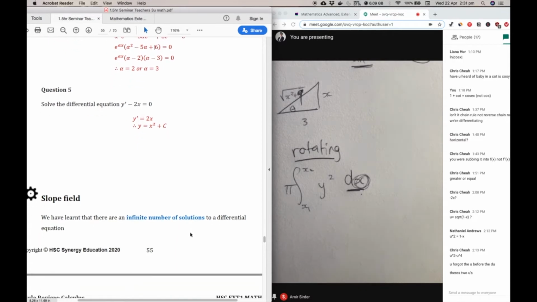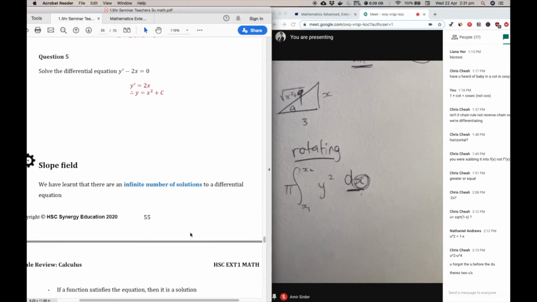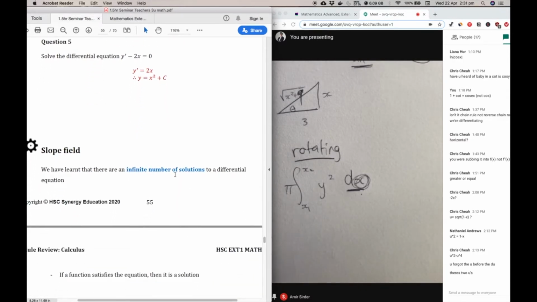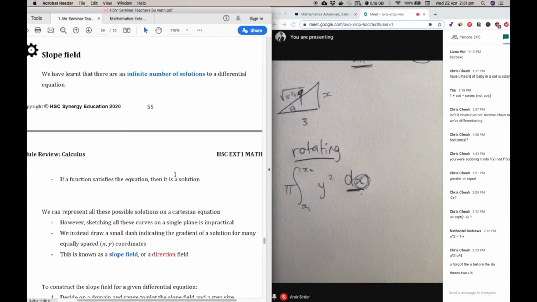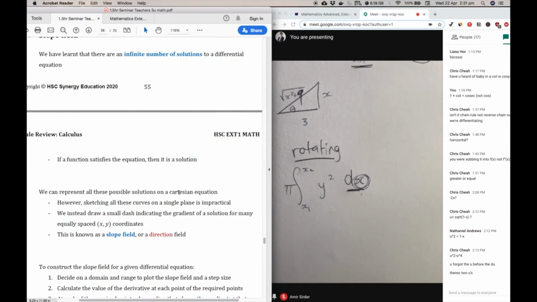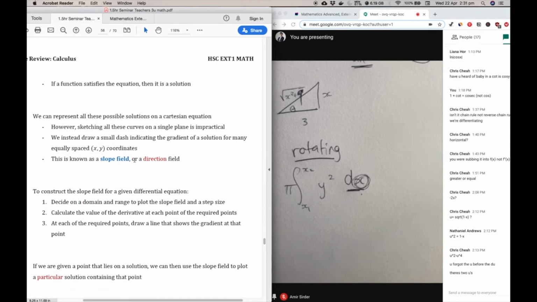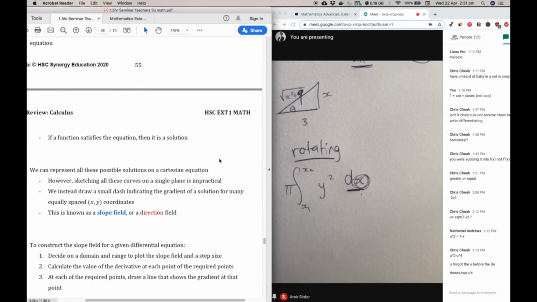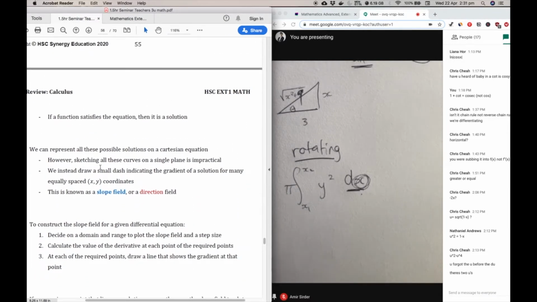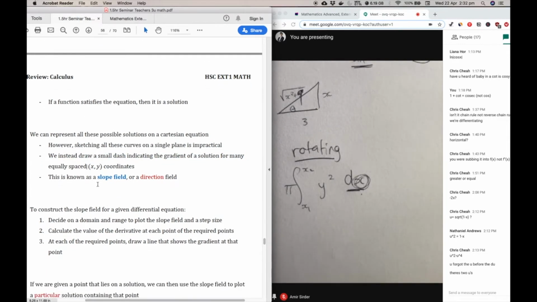Then we have slope fields. So we've learned that there are an infinite number of solutions to a differential equation. If a function satisfies the equation, then it is also a solution. We can represent all of these solutions on a Cartesian plane. However, sketching all these curves on a single plane is impractical. There are so many solutions, you don't want to sketch all of them. So instead, you can use small dashes indicating the gradient of a solution for many equally spaced xy coordinates. This is called a slope field or a directional field.